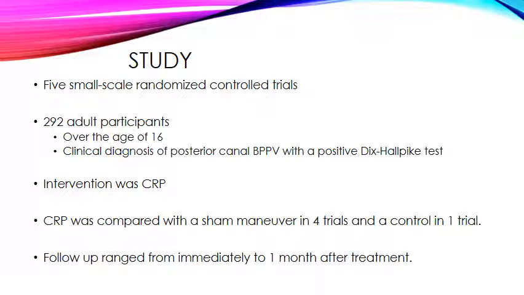The journal article looked at 5 small-scale randomized controlled trials that looked at the effectiveness of the canalith repositioning procedure to treat BPPV. Together, the studies had a total of 292 participants, all over the age of 16. All the participants were clinically diagnosed with posterior canal BPPV using the Dix-Hallpike test. The canalith repositioning procedure was compared with a sham maneuver for 4 of the trials and compared to a control group in 1 trial. Each study did a follow-up assessment either immediately after treatment or up to 1 month later.